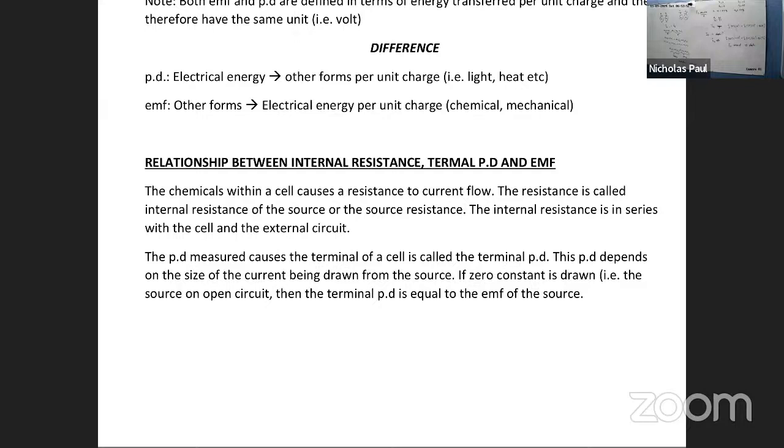The PD measured across the terminals of the cell is called the terminal PD.